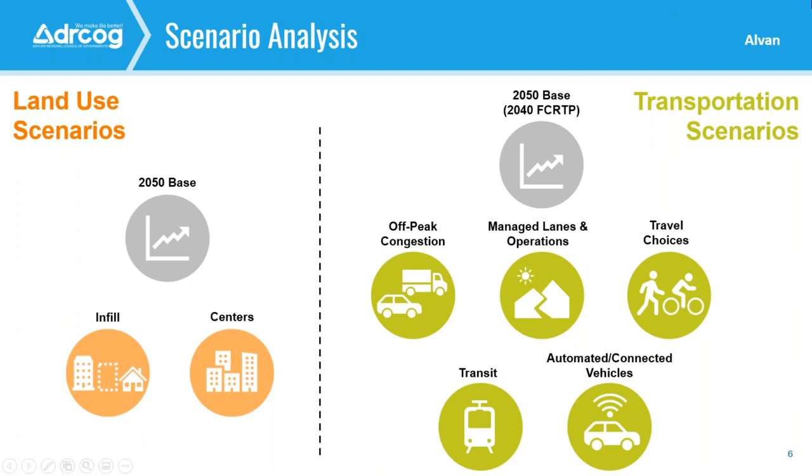Thanks, Jacob. So for our scenario analysis, we looked at two components, a land use component and a transportation component. On both of them, they're compared against a 2050 base. On the land use side, we have two scenarios that we're testing against the 2050 base, an infill scenario and a center scenario. On the transportation side, we're looking at five scenarios: the off-peak congestion, managed lanes and operations, travel choices, transit, and automated and connected vehicles. Those are being compared against a 2050 base transportation scenario. I will note, when we say 2050 base, we mean our 2040 fiscally constrained regional transportation plan, and I'll go into that in a couple slides.